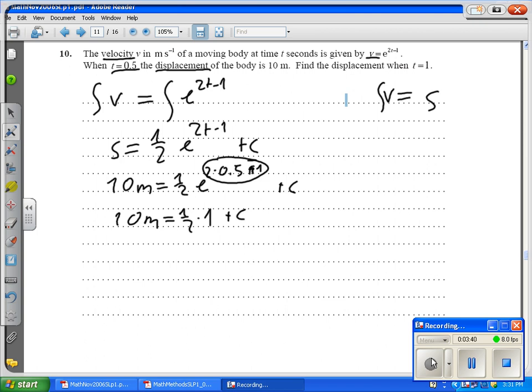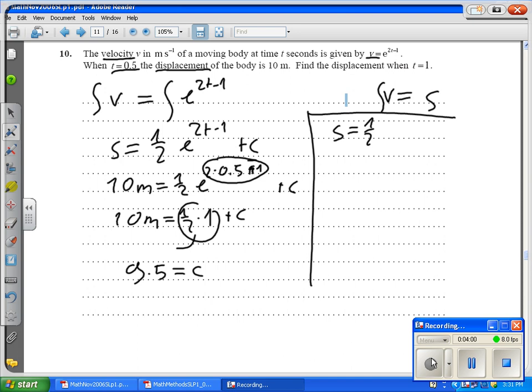Now I'll take this to the other side, just by subtracting it, which gives me 9.5 equals c. I can now write my equation. My equation for displacement is therefore s equals half times e^(2t minus 1) plus 9.5.